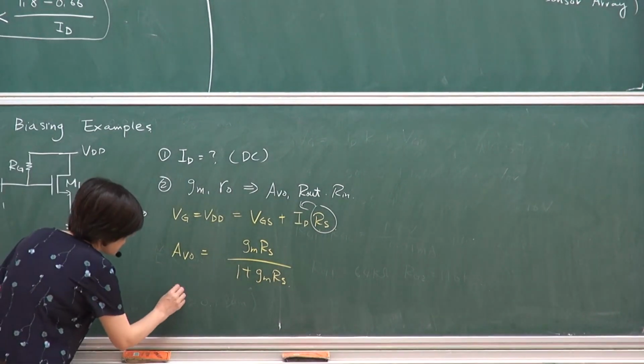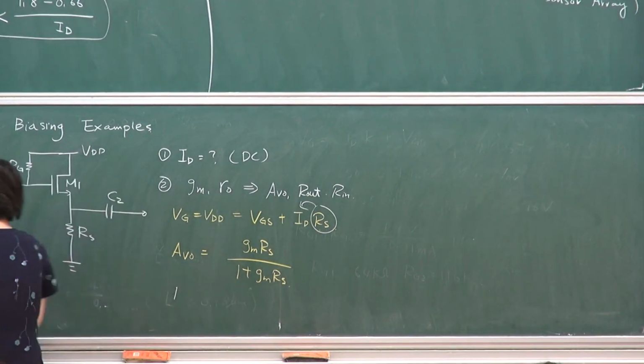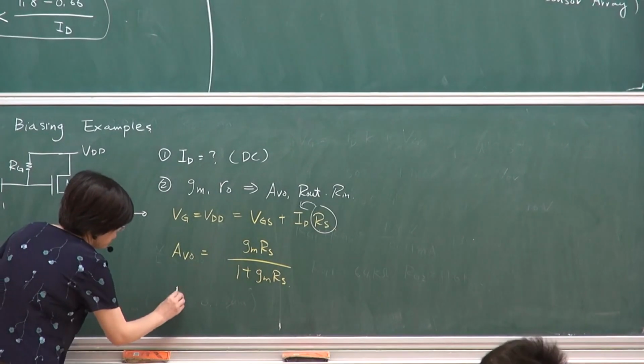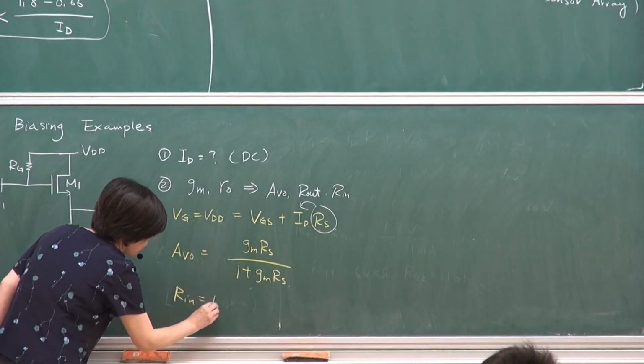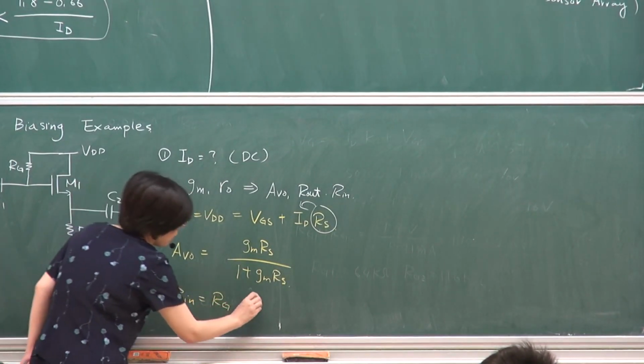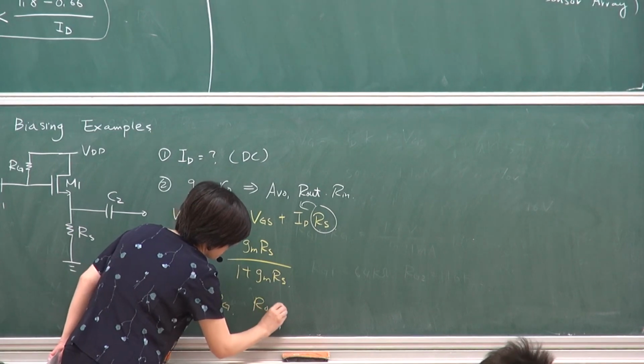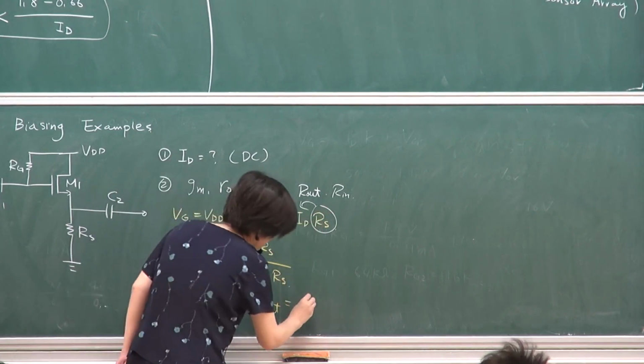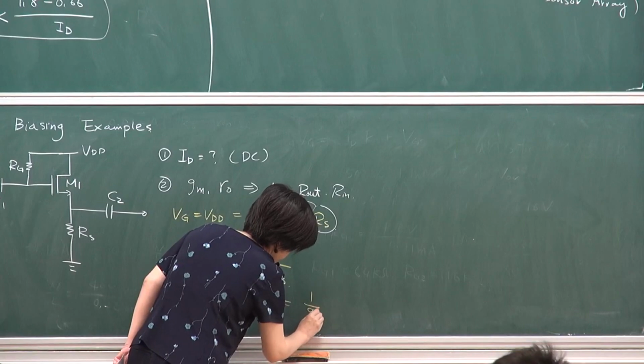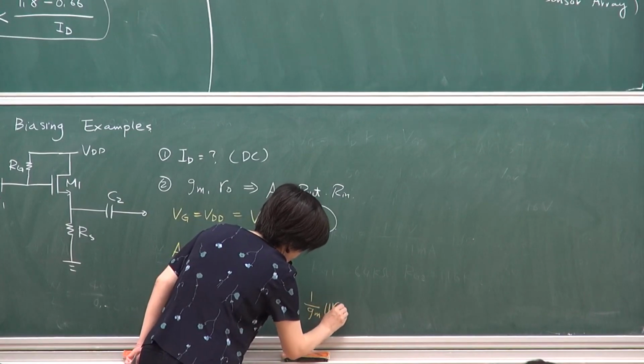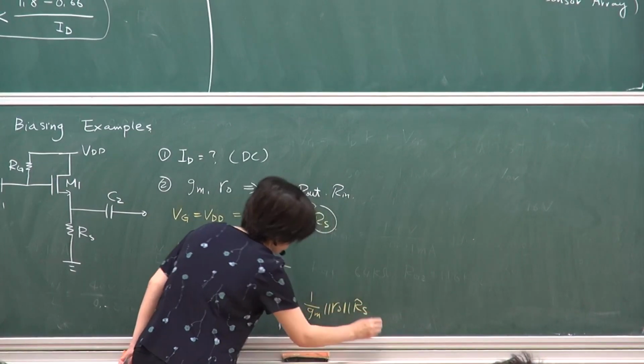And the output resistance, let me write down. In this circuit, the input resistance will be RG. Output resistance will be 1 over GM in parallel with RO and in parallel with RS.